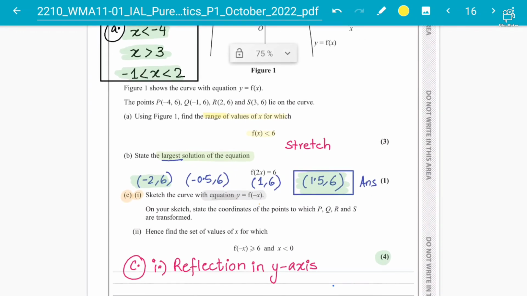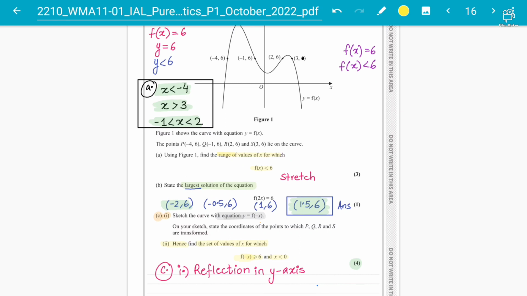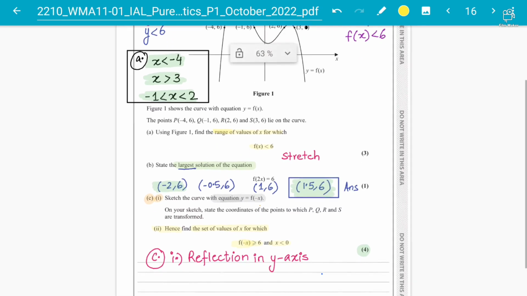And then "hence" means again that you have to take help from the previous part. So hence you have to find the set of values of x for which f(-x), the reflection curve, is greater than 6 and x is less than 0. So there are 2 requirements, 2 conditions for the inequality. Very clearly we need to understand, students, that we have 2 conditions to be met.